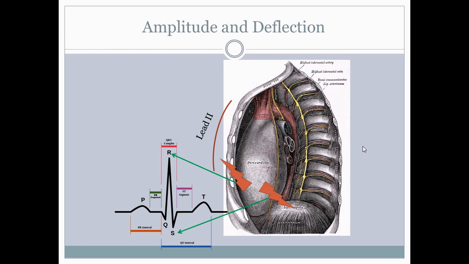The signal that's being perceived is going in a direction away from that positive electrode, because it's moving posteriorly towards the back of the patient.